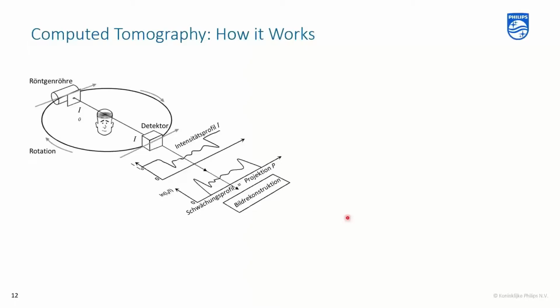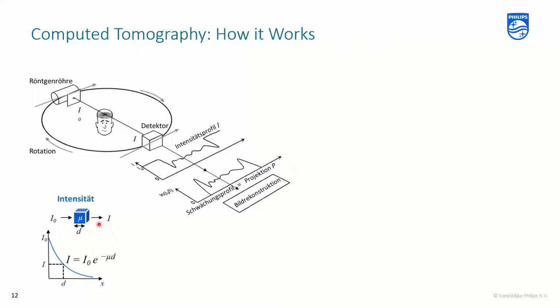So how does it work? Well, first we need to know a little bit about how CT works. For those who don't know, I won't go into too much detail, but essentially what we're doing is we have on one side of the patient an X-ray tube, on the other side a detector. And X-rays are traveling with a certain intensity through the patient and are received by the detector. And this intensity change essentially is measured. And as the tube and the detector rotate around the patient, we get an intensity profile for every angle of the rotation.